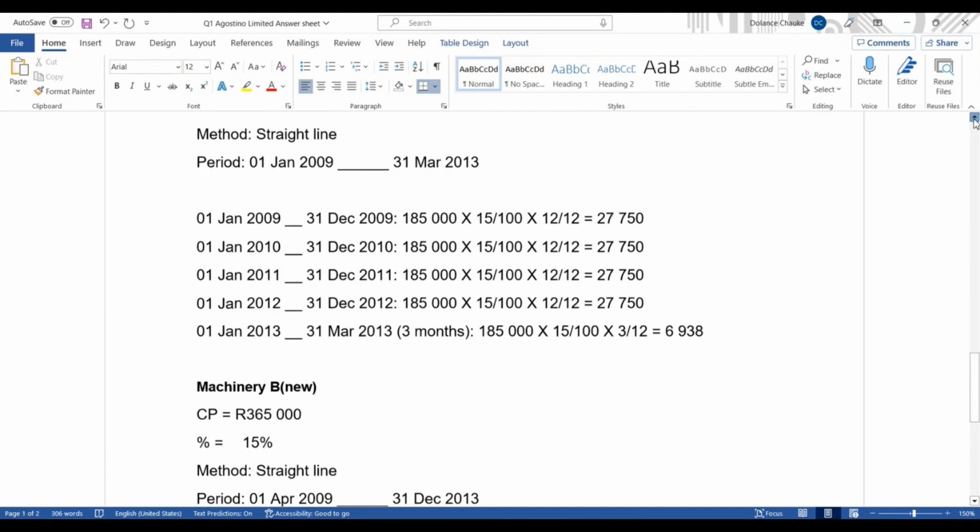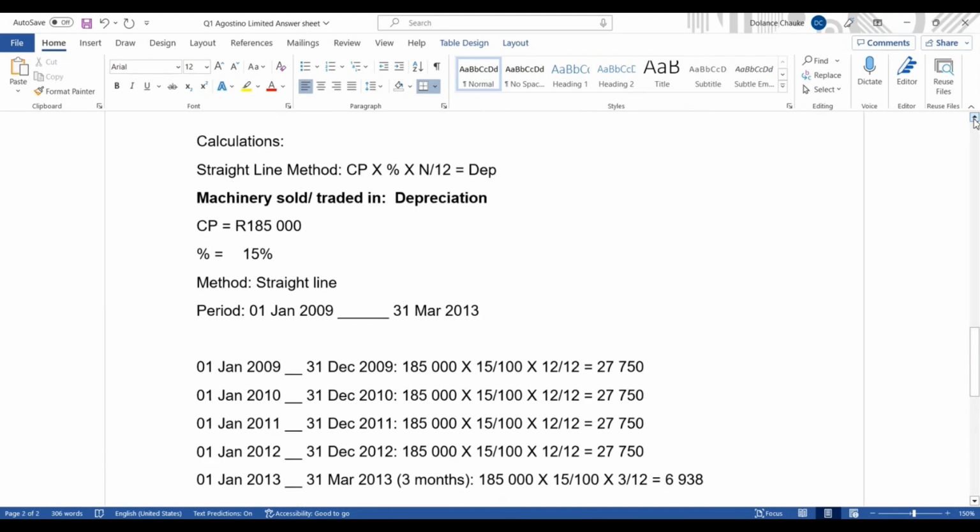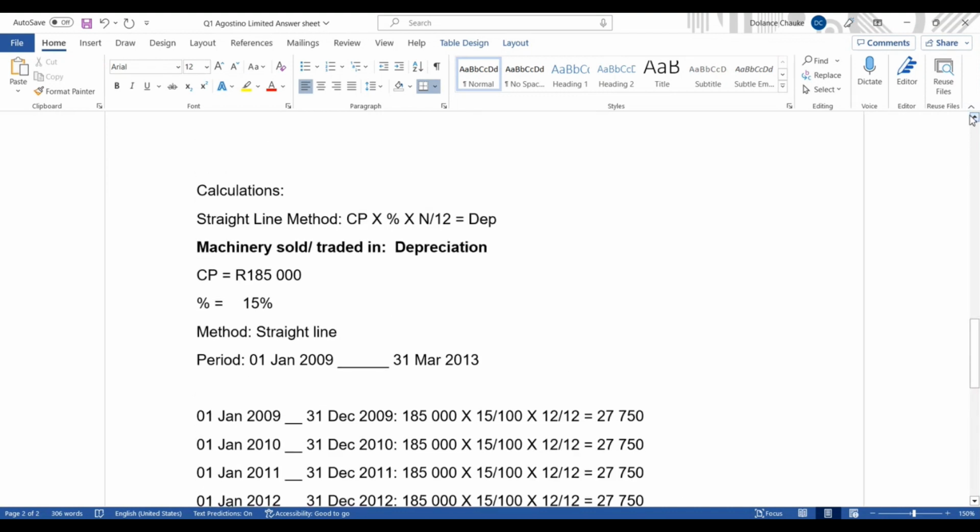These ones only for the trade-in, right? Only for the asset disposal. Remember, the trade-in is the asset disposal one, right? So we're going to add everything. We're going to add all these 4 plus this one. How much are you getting there? 117938.